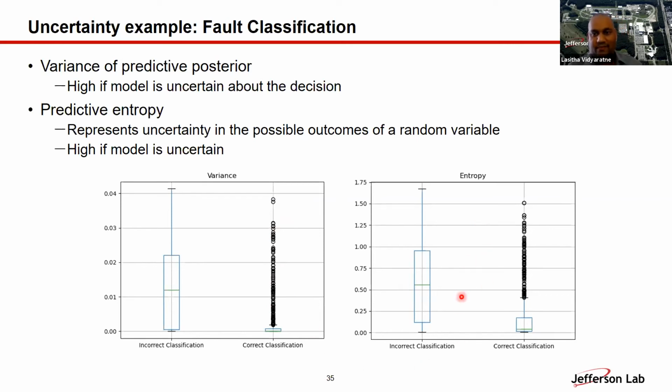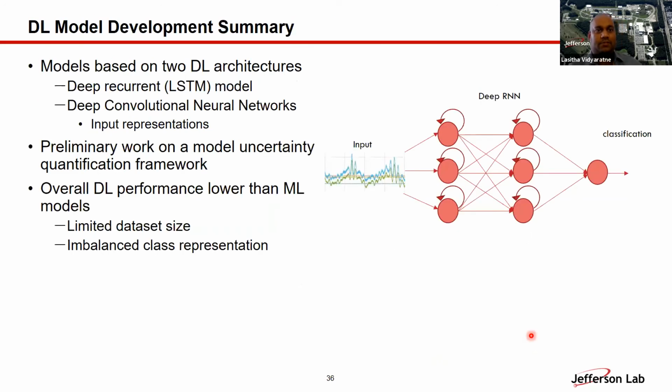Same goes for entropy. We have a high entropy for incorrect classifications and low entropy for correct classifications when the model is confident. So to summarize, we have developed models based on two deep learning architectures, the deep recurrent model and the deep convolutional neural networks. And we've experimented with a couple of input representations for CNN. We've done some preliminary work on a model uncertainty quantification framework, and we plan to extend that and deploy it for operators to use soon.